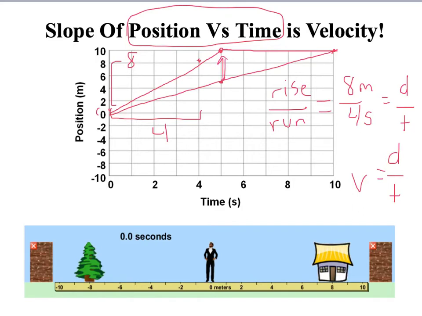What happened here when Abe crashed into the wall? Well then, he didn't move during this section at all. So the rise would be 0 meters, and the run for this whole time would be 5 seconds. And that would equal 0 meters per second. Pretty cool.